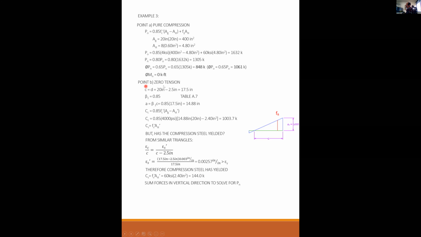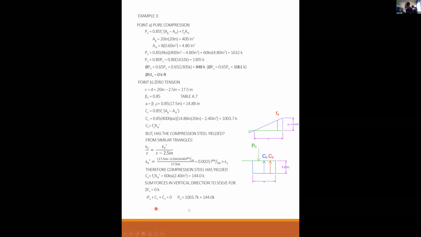Correct. This is defined as zero tension in the tension steel. So by definition, at point B, T is equal to 0. If I sum my forces, all I have is the compression in the concrete, the compression in the compression steel, and Pn balancing that. So Pn is equal to 1003.7 plus 144. Pn is 1147.7 kips.